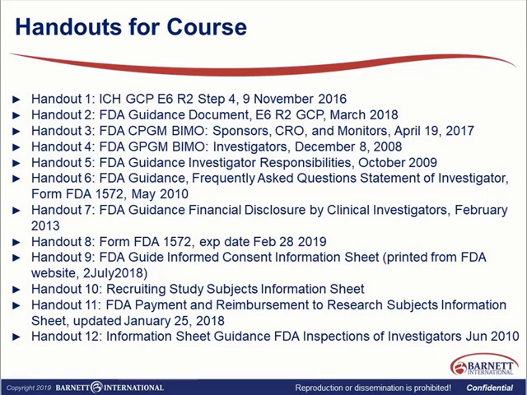Frequently asked questions about the Form FDA 1572, financial disclosure information, and all of these things that we're discussing include and incorporate information about essential documents like financial disclosure forms and 1572s. So we also see a 1572, keeping in mind, I think that your handout actually has the most current one, with expiration in 2022. FDA Guide for Informed Consent and Information Sheet, recruitment, payment, and inspections.